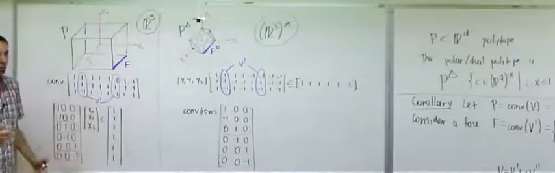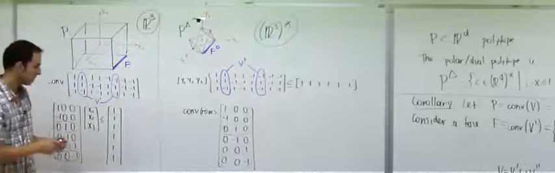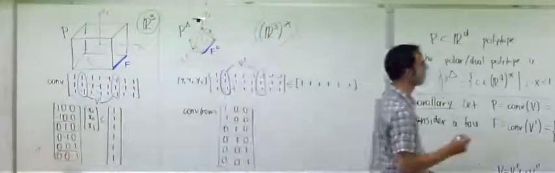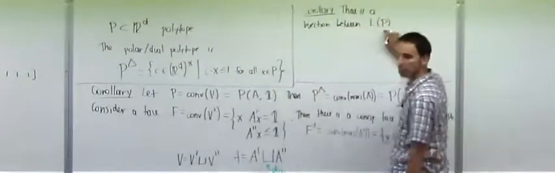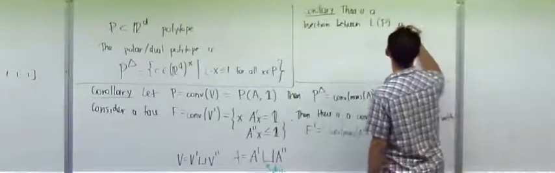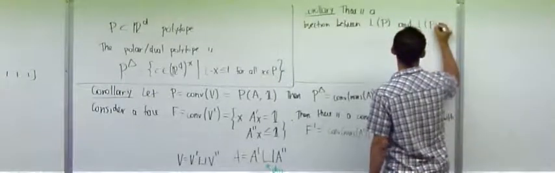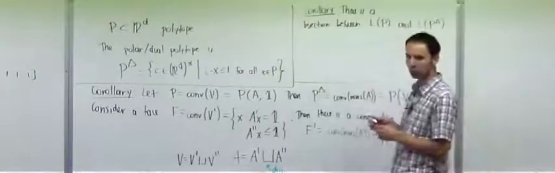Now the other thing that I want to point out. There is a bijection between the faces of P, which I called L of P, and the faces of the polar or dual polytope.